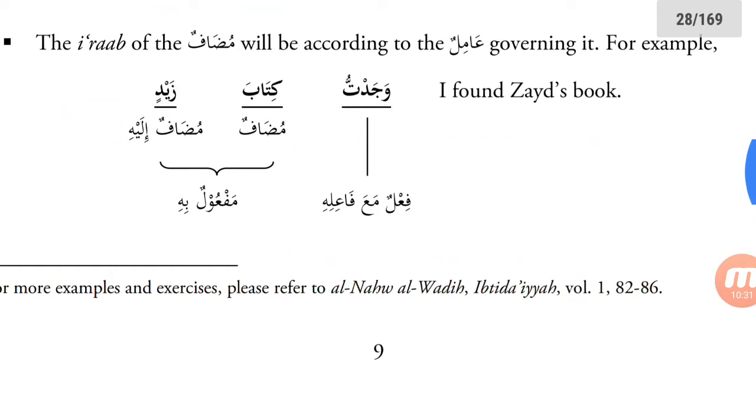So what jumla is this? What sentence is this? This is a jumla fi'liya, khabariya. How do we know? Because this sentence is beginning with a fi'l, a verb. Any sentence that begins with a verb is a verbal sentence. Jumla fi'liya, khabariya.